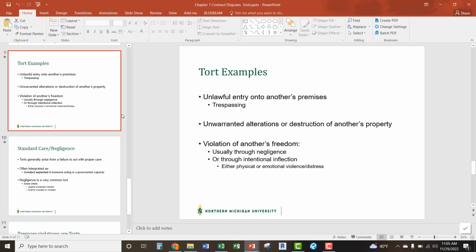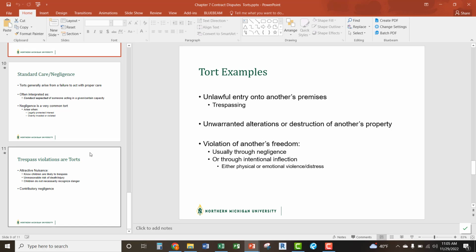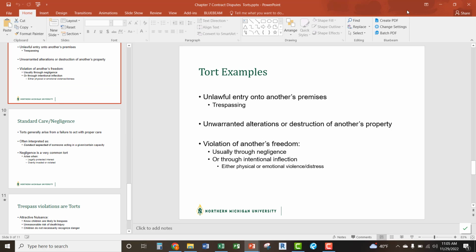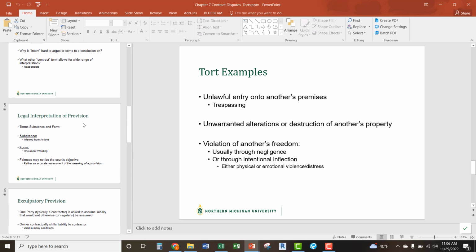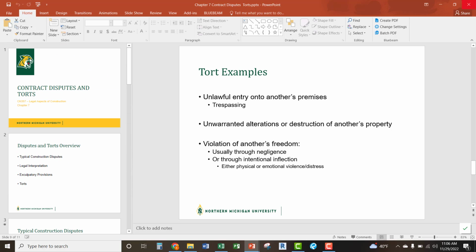Normally those things are minor and they are resolved relatively quickly. Again, having a good discussion and a process for how to handle back charges is a really important process. So anyways, that's just kind of what Chapter 7 is about, just different types of disputes and what torts are.